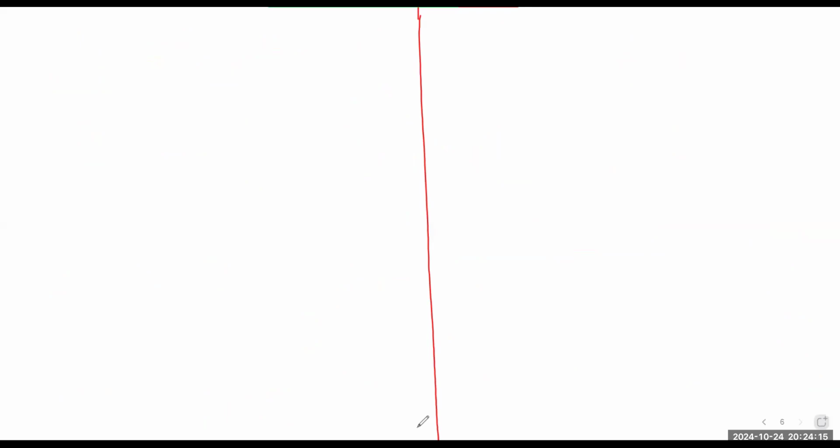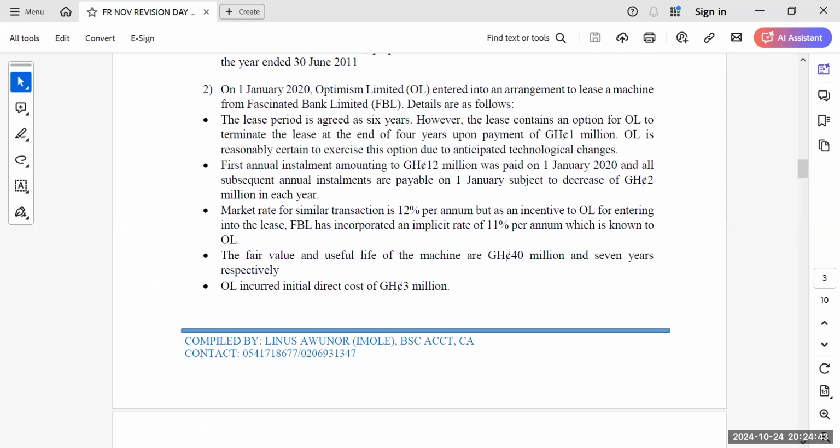We have IFRS 16, so that is what we apply. At the initial date of the lease, what does the lessee have to do? The lessee has to recognize the right of use and the lease liability, isn't it? Yes. So what is the rental payment? The yearly rental payment.